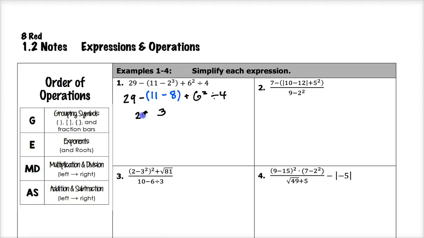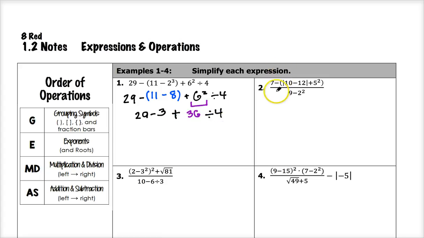So we have 29 minus 3 plus 6 squared divided by 4. Now we can also simplify 6 squared in this step because simplifying this doesn't really change the fact that we have a minus 3 here, and exponents come next anyway. 6 squared we know is 36. So this is 36, and this should be a plus sign, not a division sign there, divided by 4.